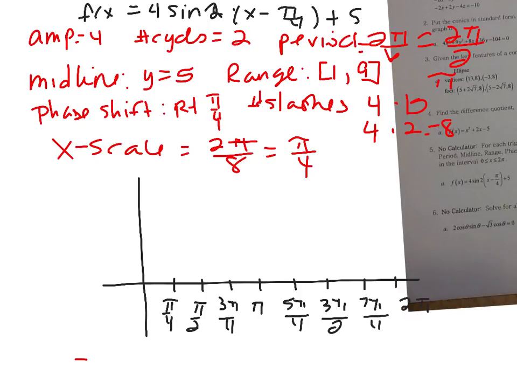All right, your midline is at 5. So I would draw in that dotted line. That's the line that your graph goes up and down around. We're going up 4 units is going to put me at 9. Down 4 units puts me at 1.